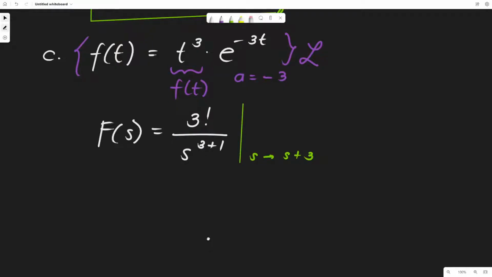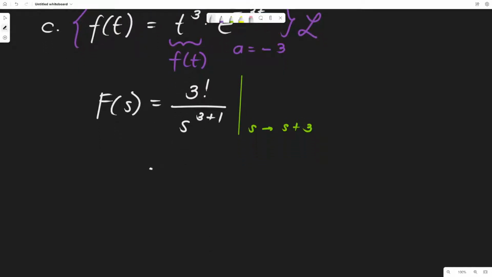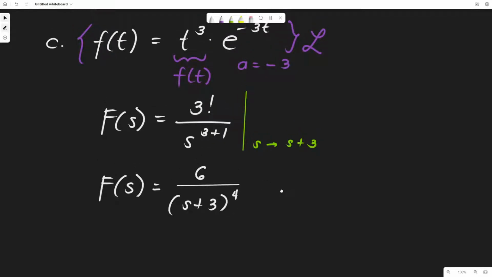Okay? So, therefore, let's evaluate. We have 6, right? The 3 factorial is equivalent to 6, over (s plus 3) raised to 4. Okay, so this is the Laplace transform of f of t equal to t cubed multiplied to e raised to negative 3t. So this is the answer.